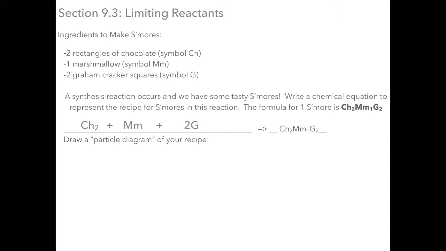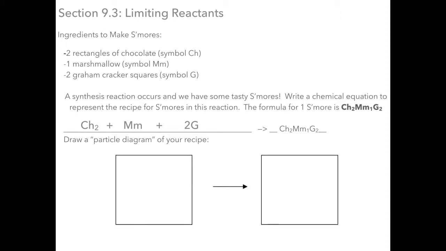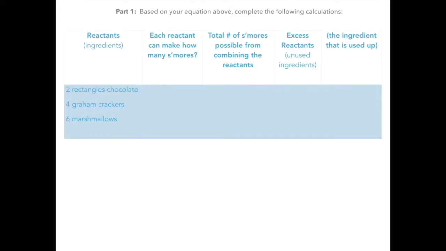So what I want you to do really quickly before you get going with the problems is to draw the particle diagram for these 3 reactants becoming a s'more. Alright, so let's look at some calculations for this. If I tell you I have 2 rectangles of chocolate, how many s'mores can I make? Well, because you need 2 rectangles of chocolate for each s'more, it's going to be 1 s'more. If I have 4 graham crackers, that would make 2 s'mores. And if I have 6 marshmallows, that would be 6.